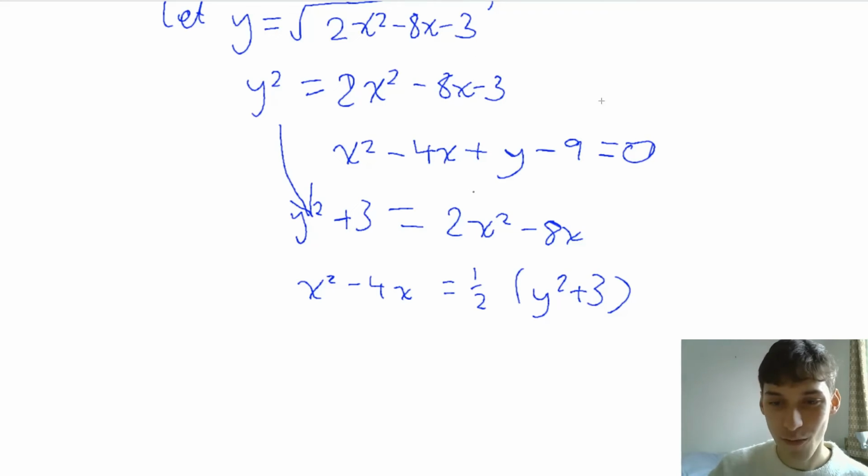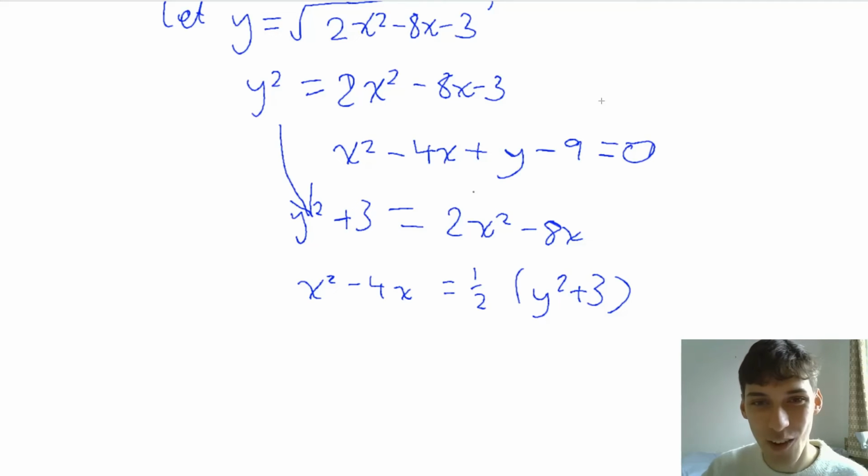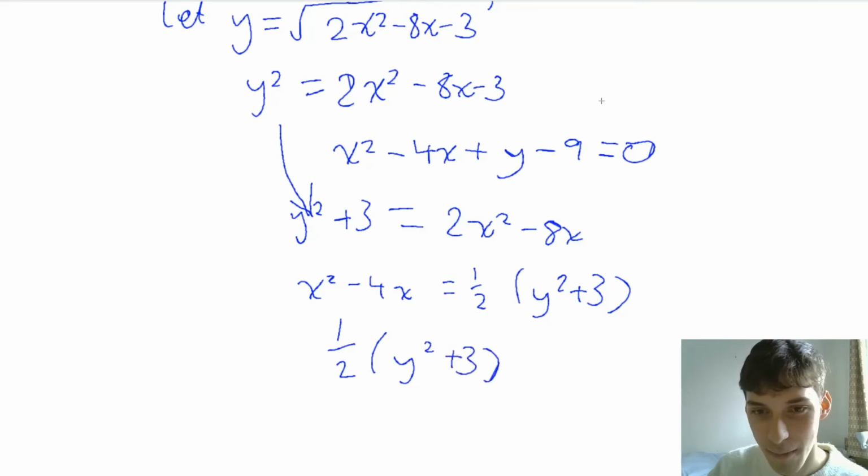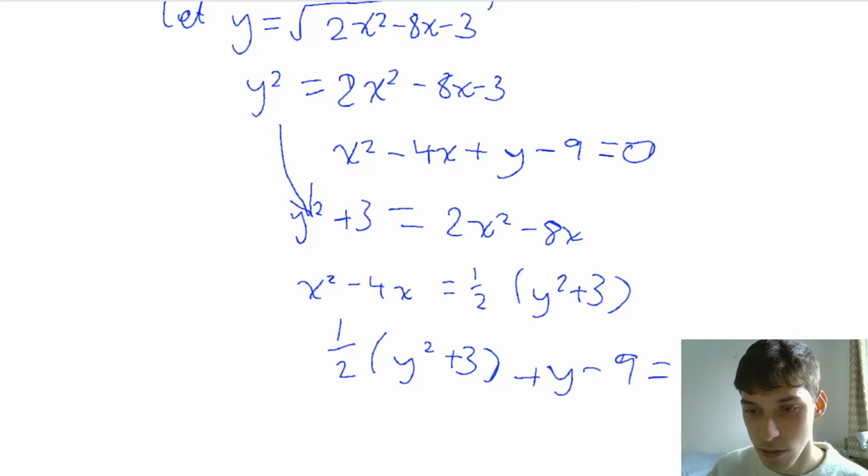And very conveniently, it's almost as if the question was designed this way, it lets us substitute our x's for y's. So half (y squared plus 3) replaces x squared minus 4x in x squared minus 4x plus y minus 9 is equal to 0.